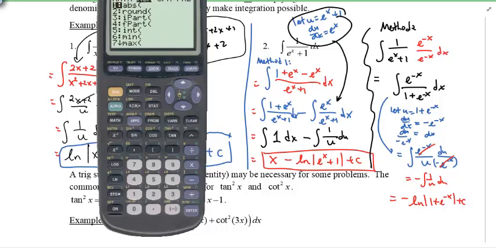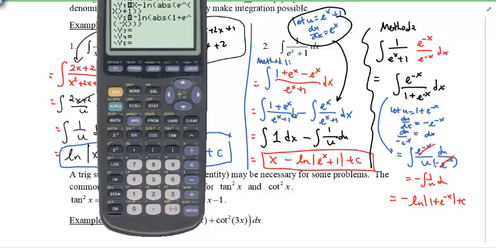Absolute value e to the x, close the bracket, plus 1, close the absolute value bracket, close the ln bracket. That's y1. Here's y2: negative ln with the absolute value of 1 plus e to the power of negative x. Close that, close that, close that.